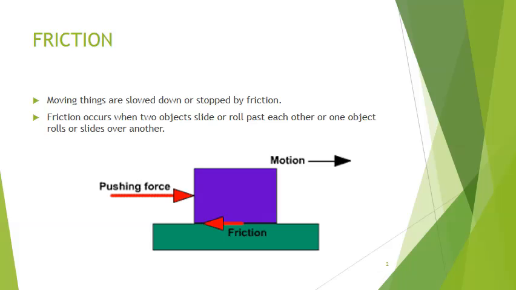So friction occurs when these two objects slide or roll past each other, or one object rolls or slides over another. It can also occur when those two objects are attempting to slide past each other, but no motion is actually occurring.